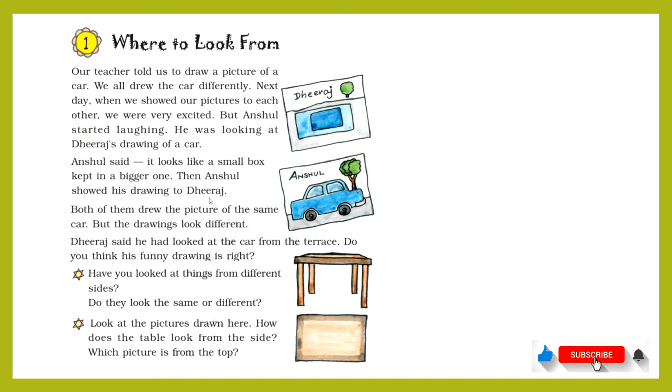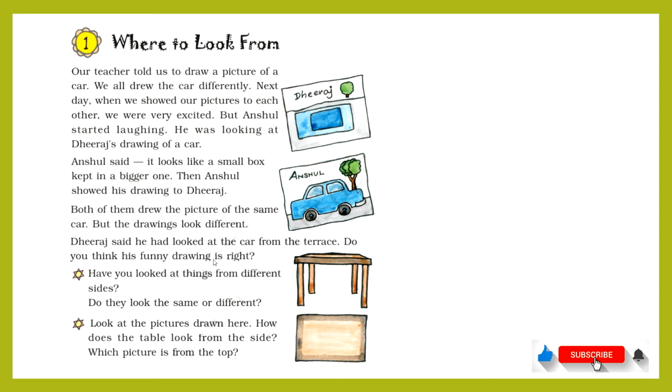Then Anshul showed his drawing to Dheeraj. This is Anshul's picture. When he showed his drawing to Dheeraj, it looked different. So both drawings looked different, but both drawings were of the same car. Dheeraj said he looked at the car from the terrace. Here is the main point. Dheeraj said when he drew this picture, he was looking at the car from the terrace.